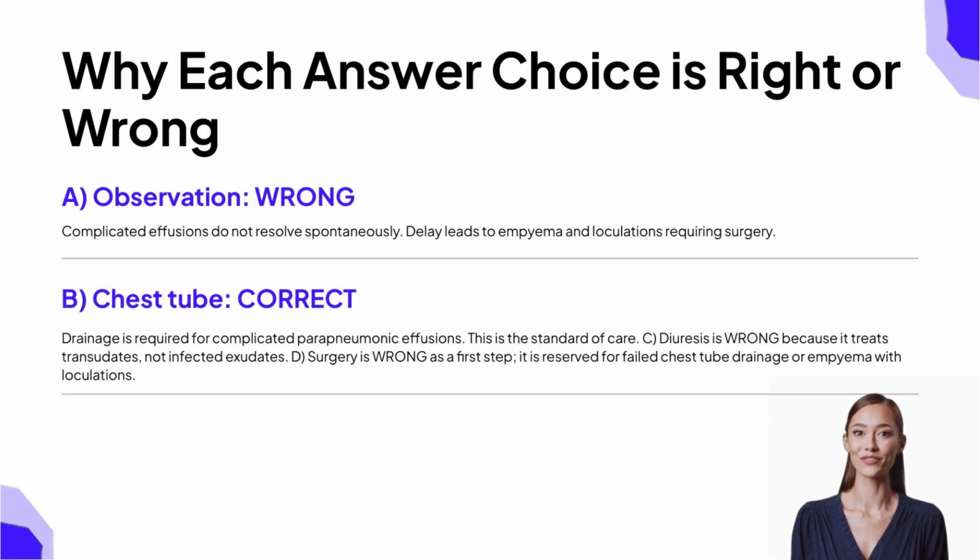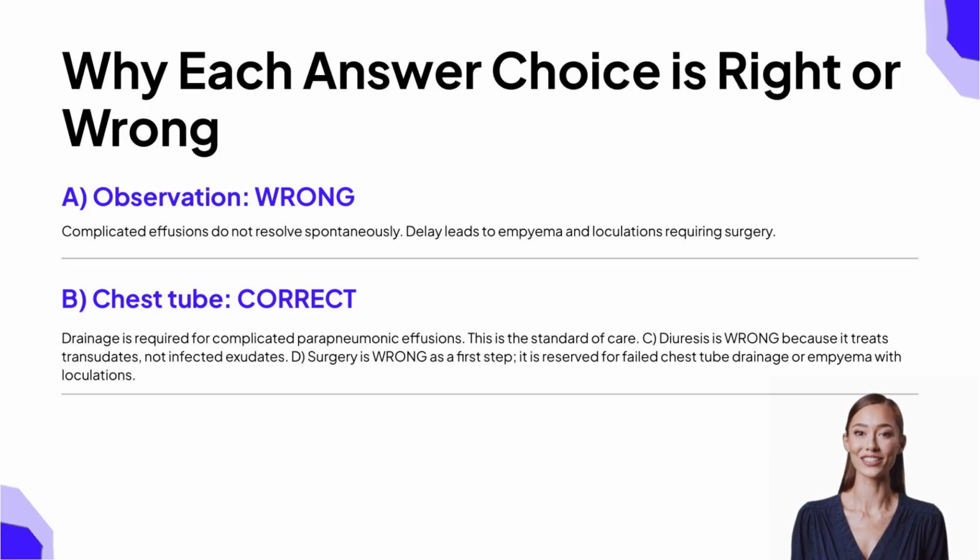Answer A, observation, is wrong because complicated effusions do not resolve spontaneously. Delay leads to empyema and loculations requiring surgery. Answer B, chest tube placement, is correct. Drainage is required for complicated parapneumonic effusions. This is the standard of care.